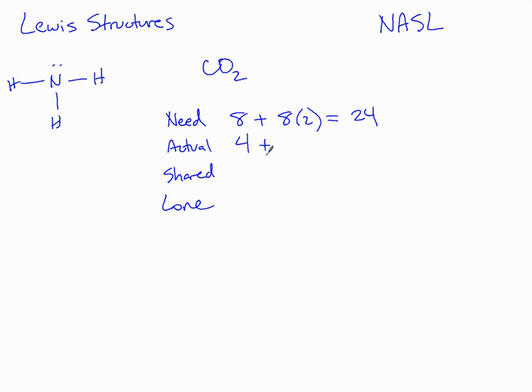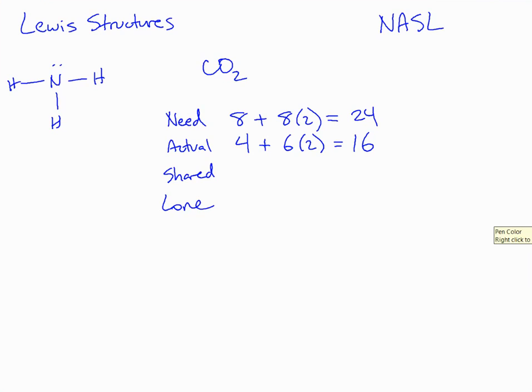Plus, then we look at oxygen. It's in group 16. Subtract 10, it has 6 valence electrons. And there are 2 oxygens. So here's how many we actually have. This is 12 plus 4 is 16. So we know how many we have to have. We know how many we actually have. Now we have to figure out how many are going to be shared.